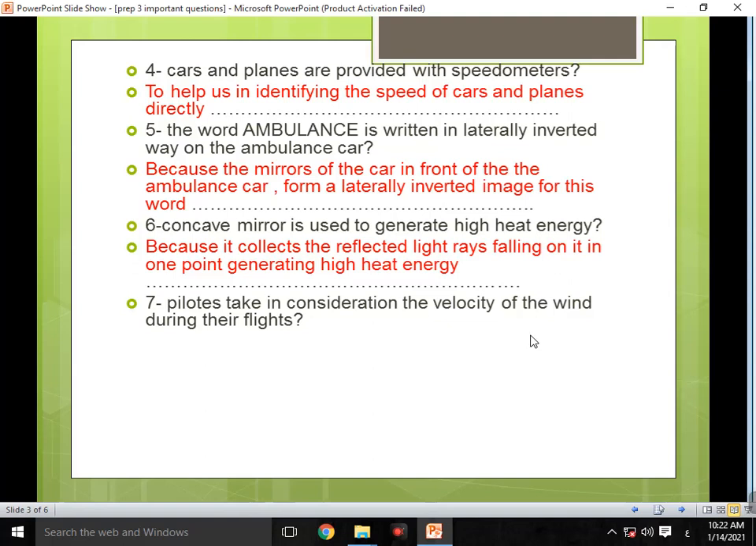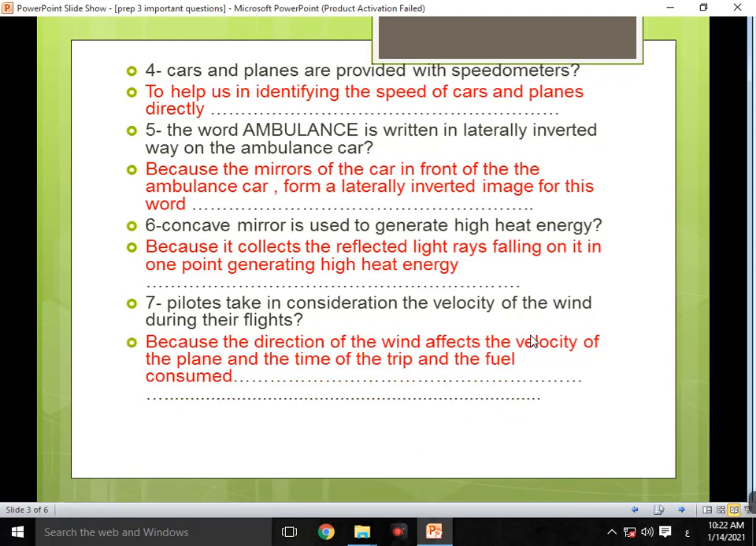Number 7, pilots take into consideration the velocity of the wind during their flights. Why must we take into consideration the velocity of wind? Because the direction of the wind affects the velocity of the plane and the time of the trip.